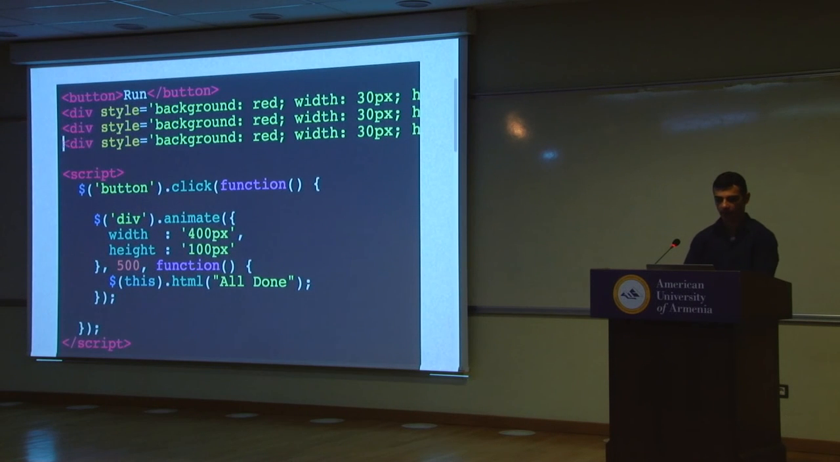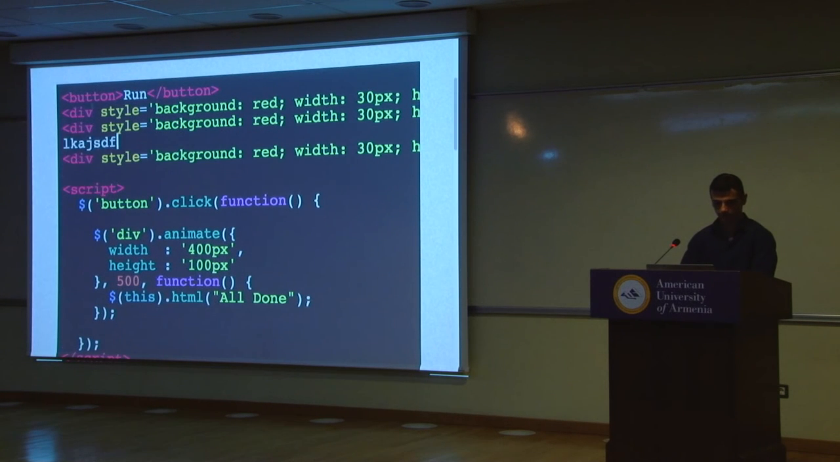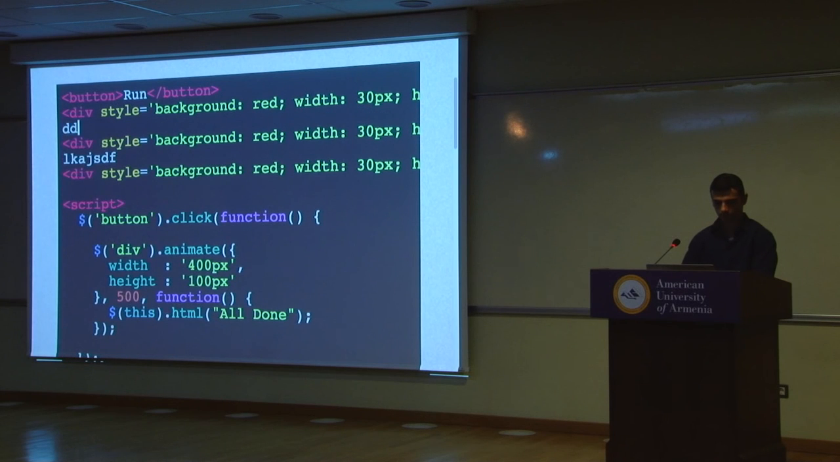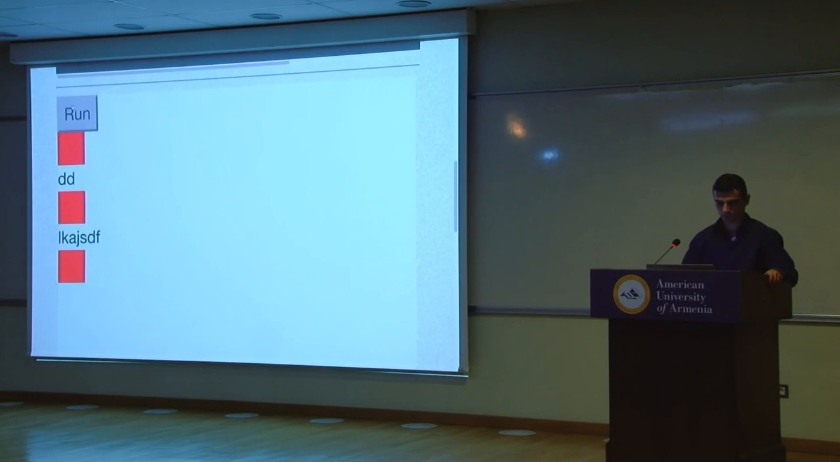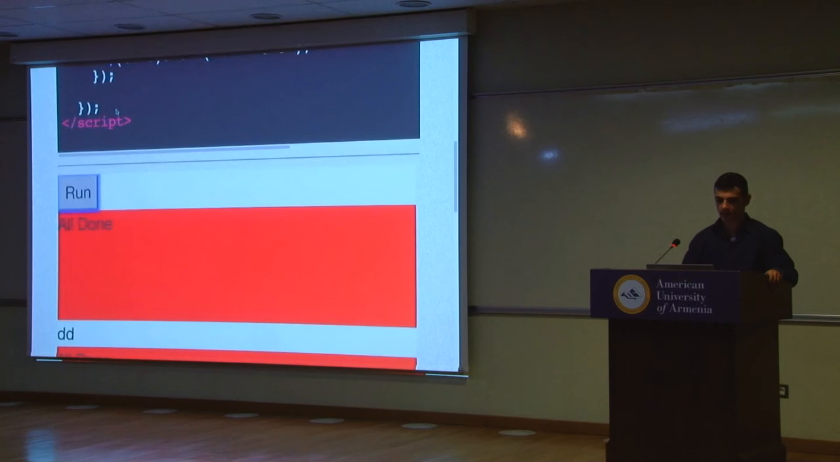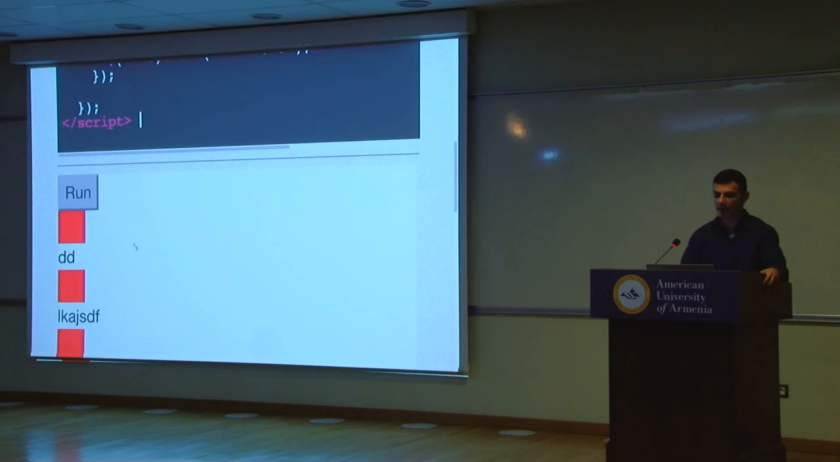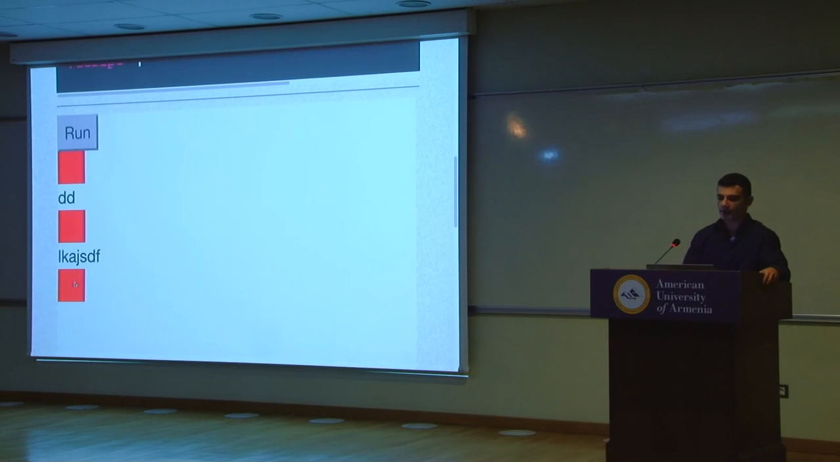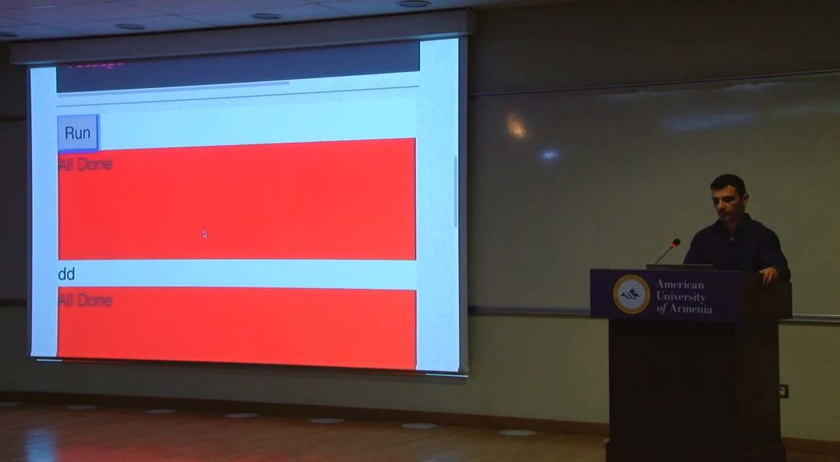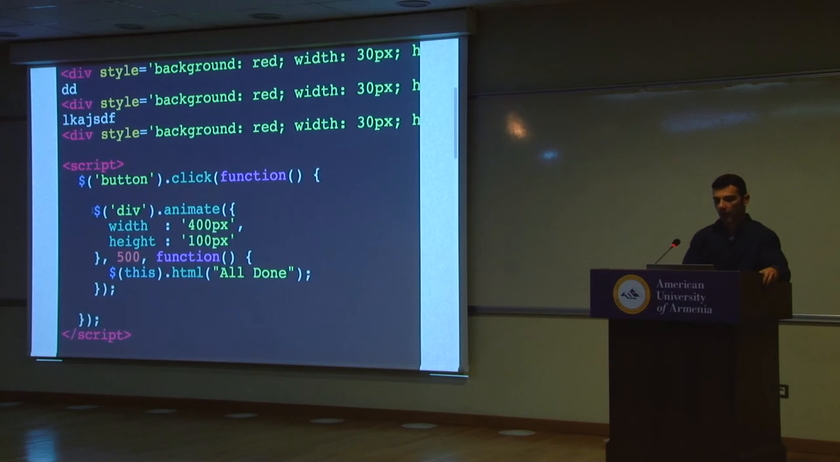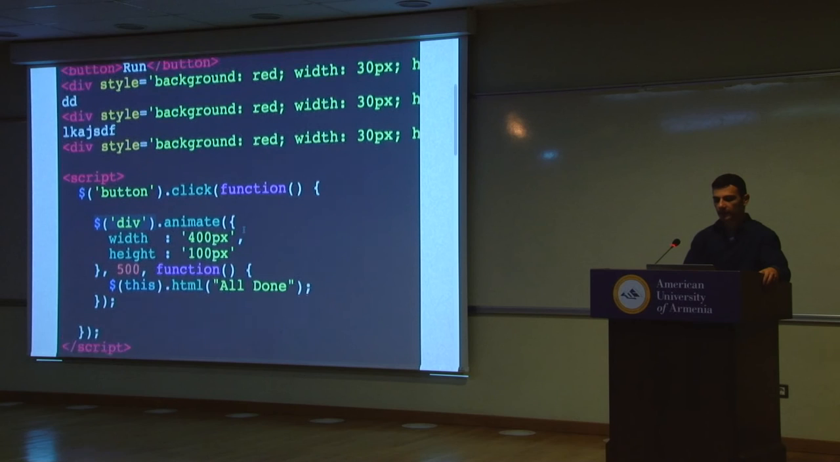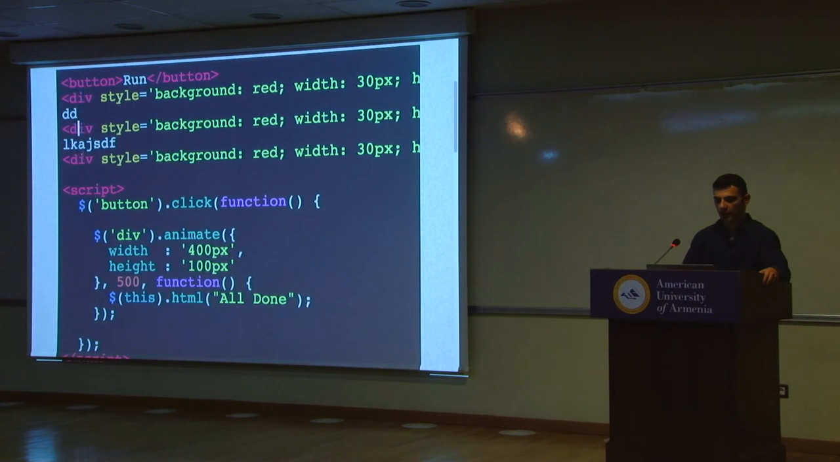Animate. Okay, hang on, let me do something like... Make sense? It applies the animation on all the elements that it selects. How many elements does this select? This one, and this one. Which is why we get three that animate. Clear?